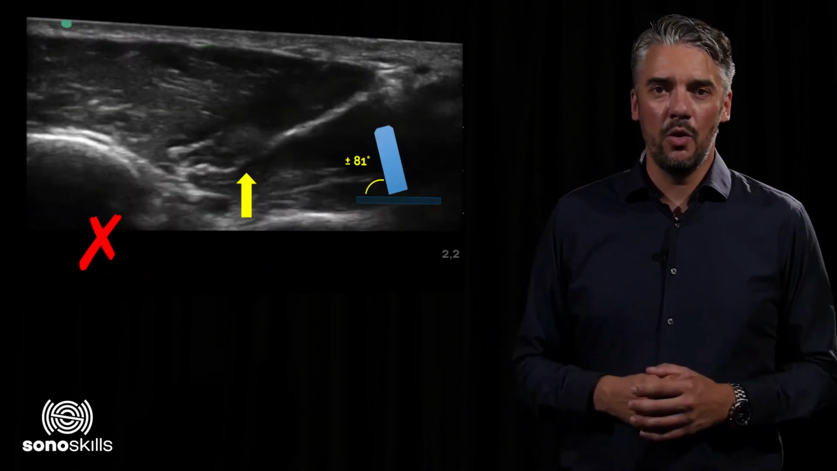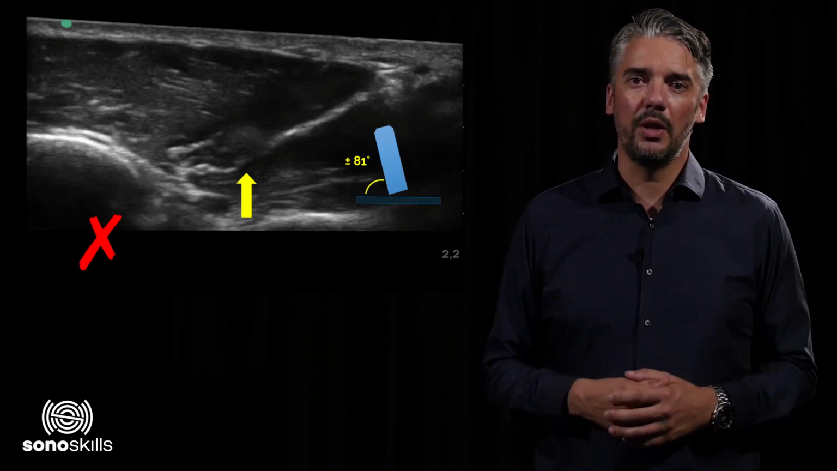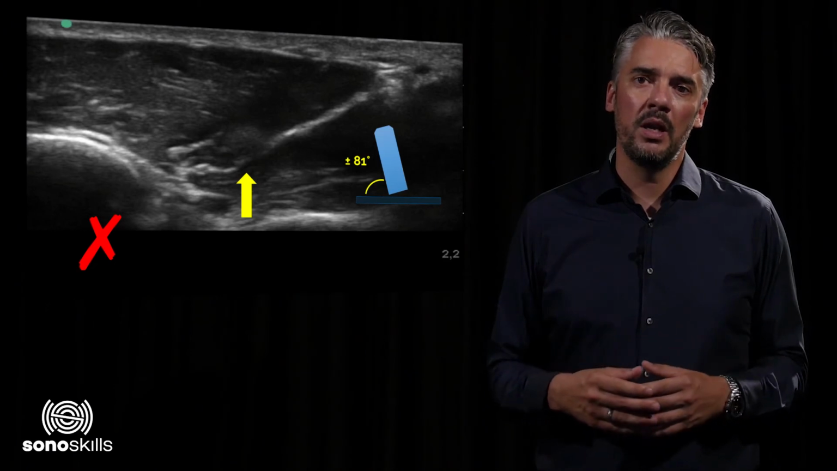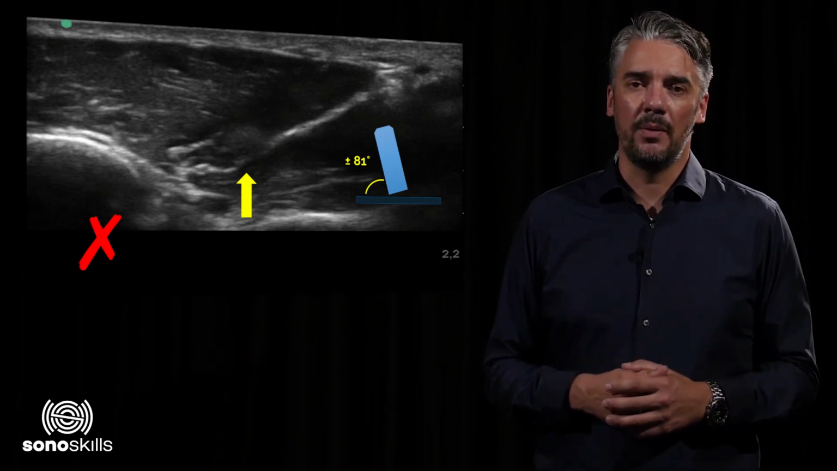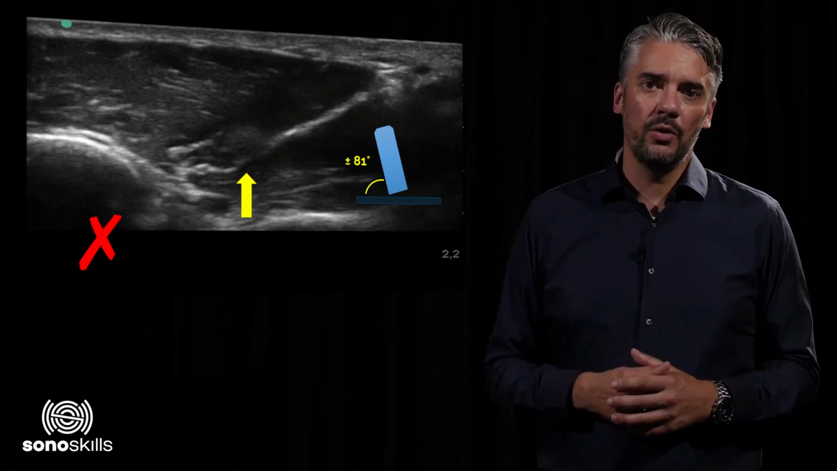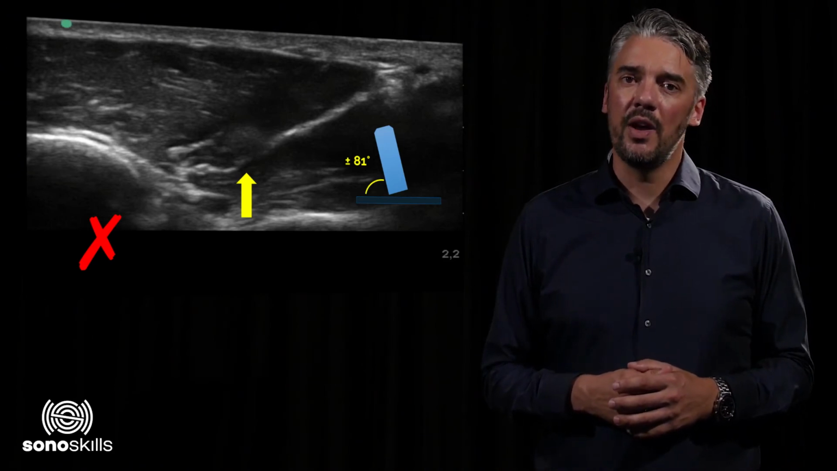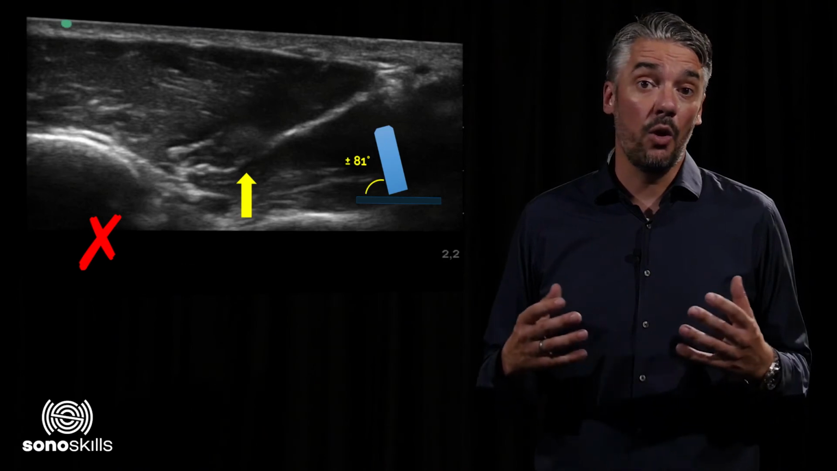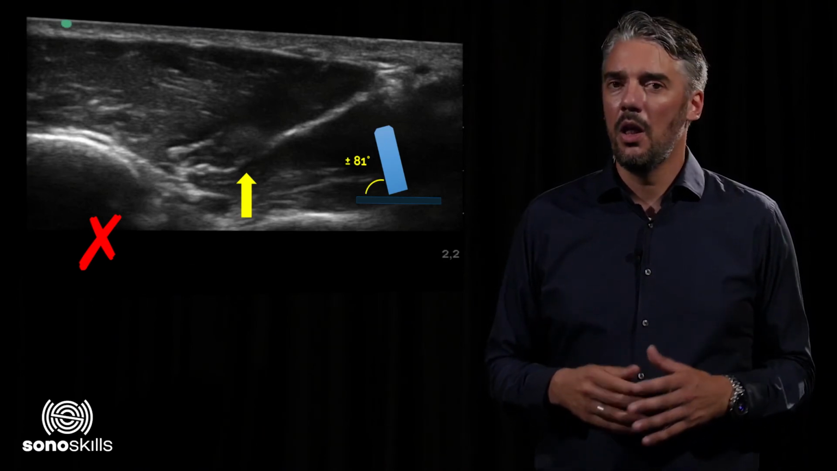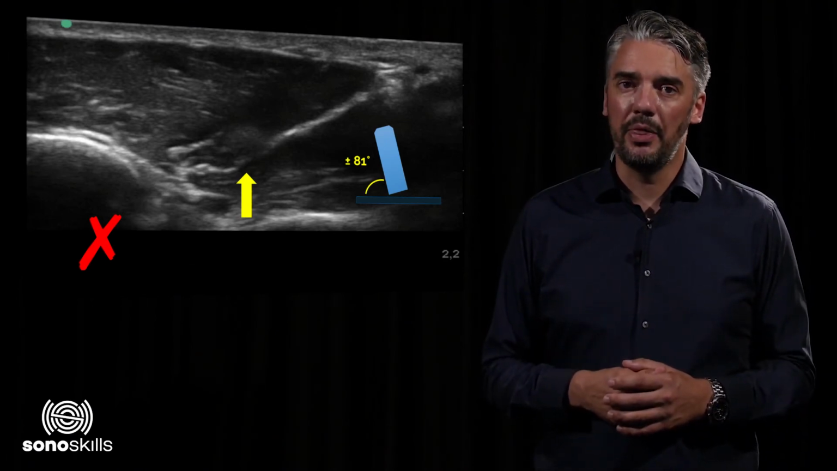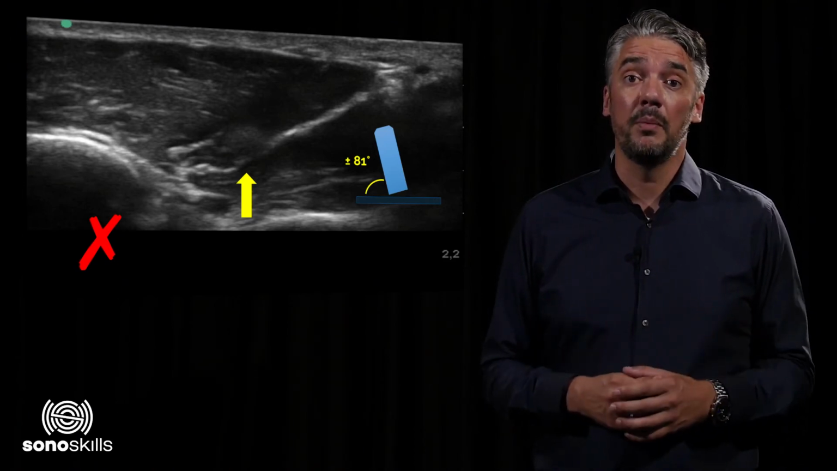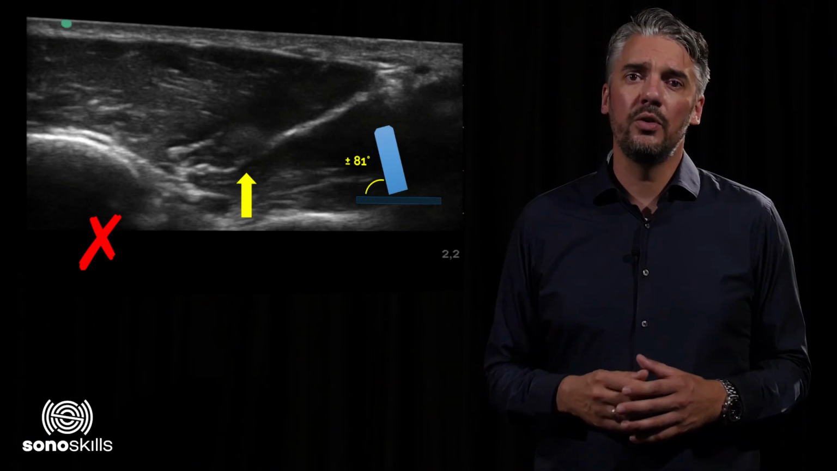The yellow arrow points out the extensor pollicis longus tendon, which is scanned under approximately 81 degrees angle. Please note that the tendon is very hypoechoic due to anisotropy and that it's almost invisible. Looking at this image, you might think that there is no tendon at all and that it's torn, but it's just obscured due to the anisotropy.